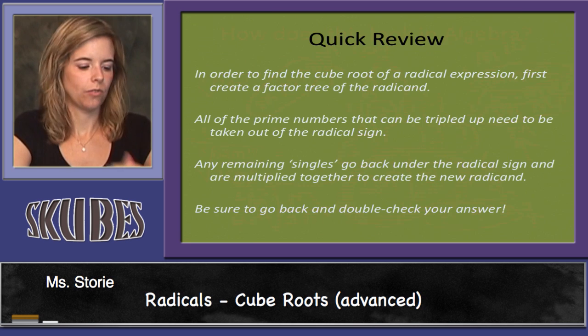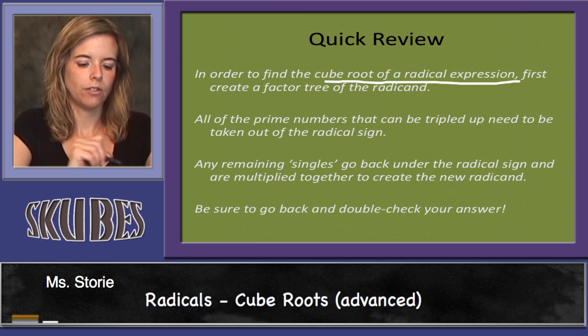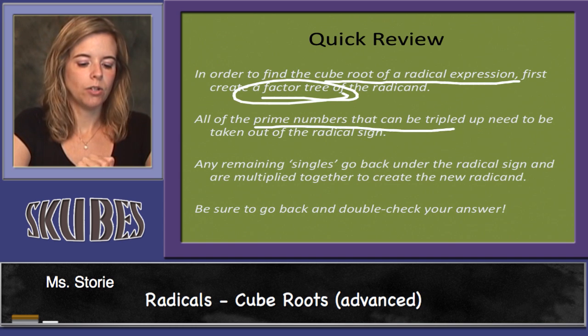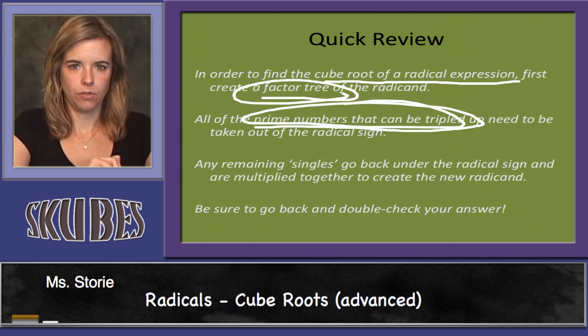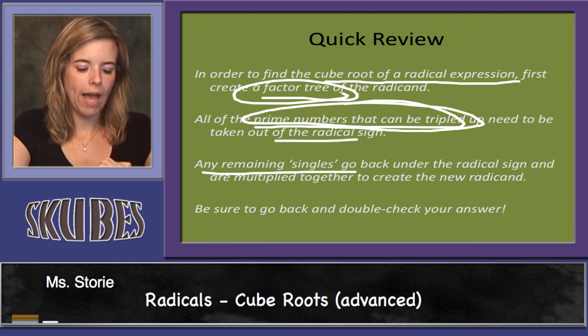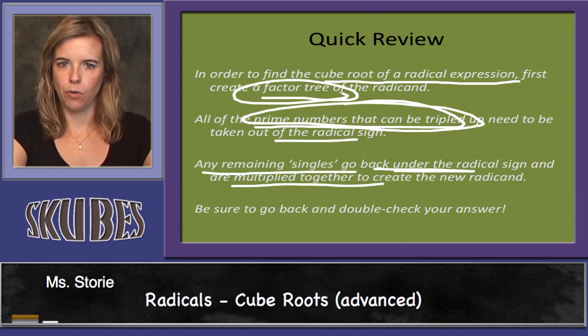A quick review. In order to find cube roots of radical expressions, first make that factor tree of the radicand. After all your prime numbers can be tripled up because it was cube root, you take them all out of the radical sign. Any remaining ones that couldn't turn into triples, go back under the radical sign and they get all multiplied together and they create your brand new radicand.